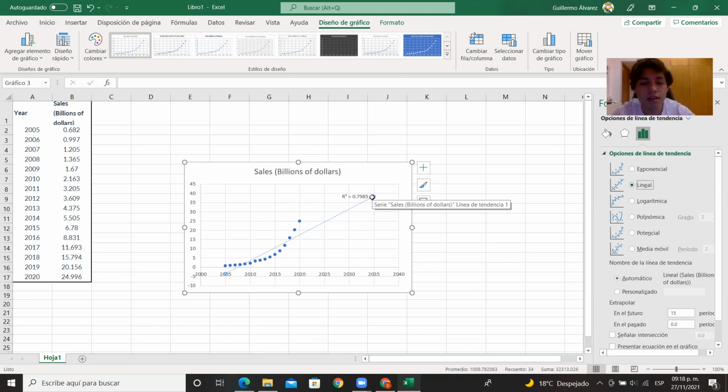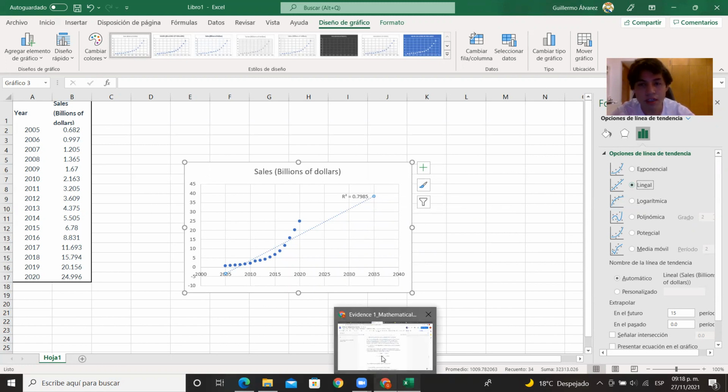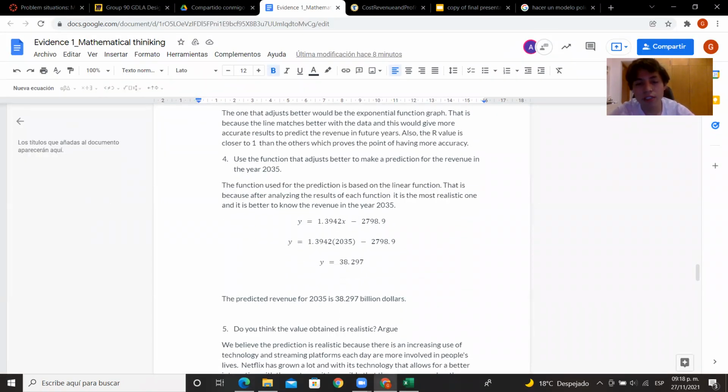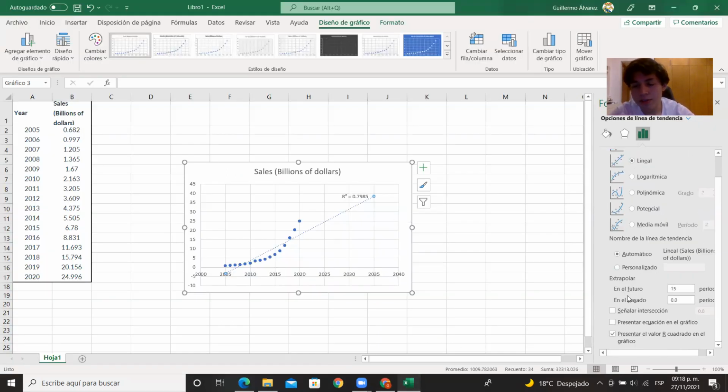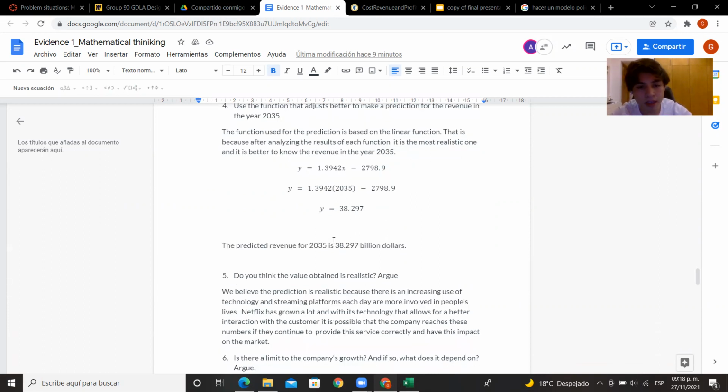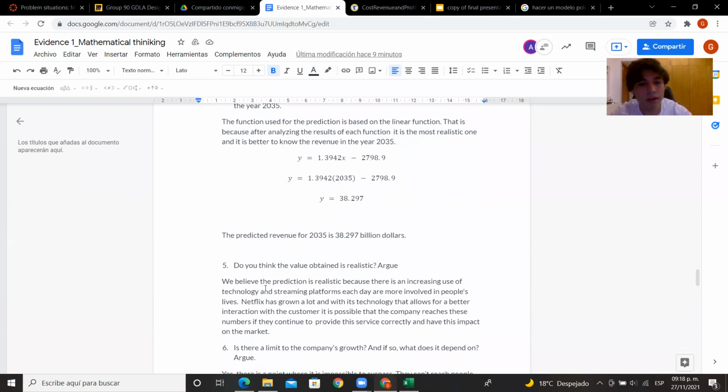And it adjusts better to what we are looking for. And this is the function. Here you have this little square where you can show the equation, and that's how we got that. This equation, y equals all of this, and doing this operation is how we got the value of y in 2035. And here is our answer.